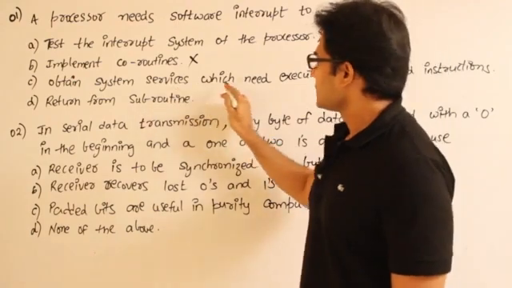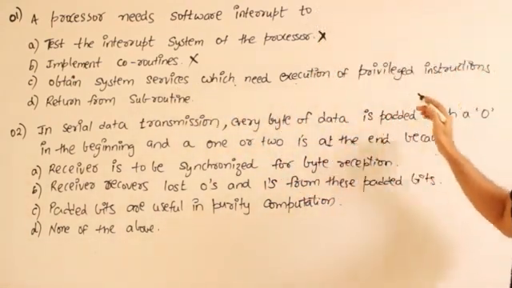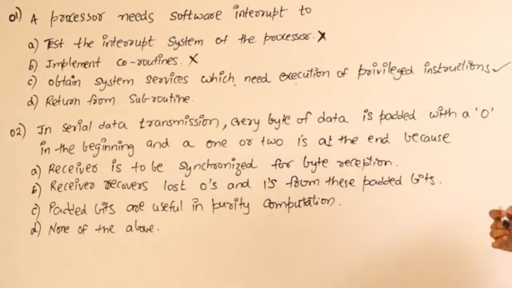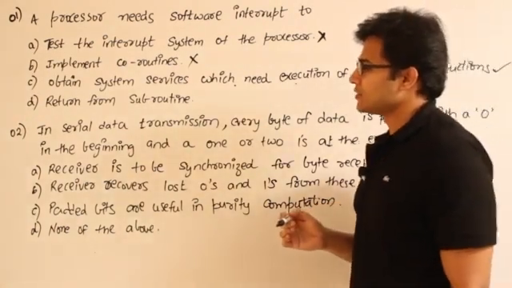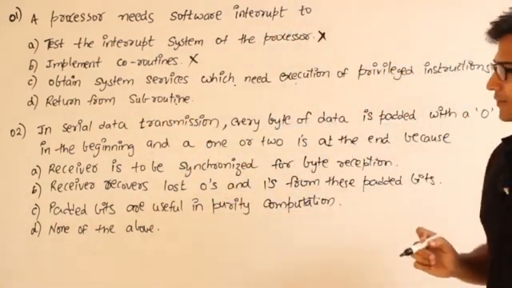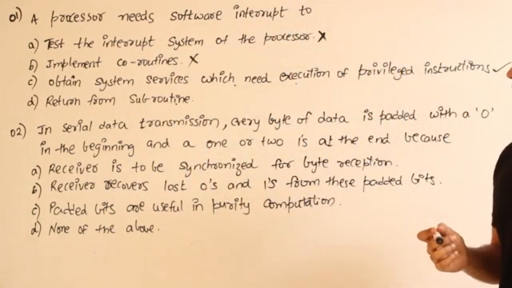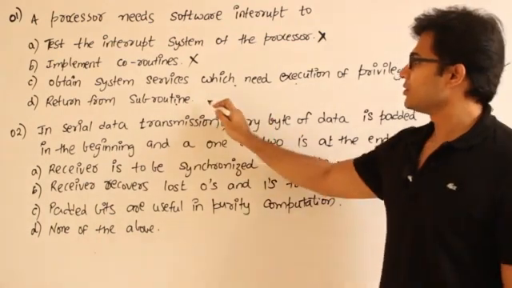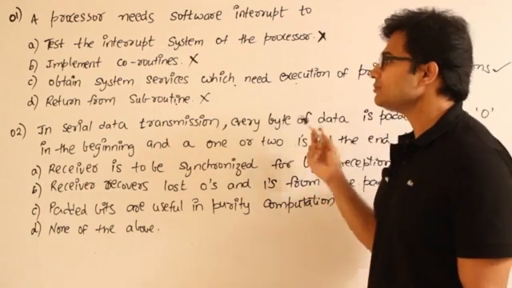Obtain the system services which need execution of the privileged instructions, yes, from user mode to system mode or super user mode. And next one is return from subroutine. Return from subroutine does not need any interrupt, it is simply a branch instruction, so you don't need any interrupt there. That is the answer.